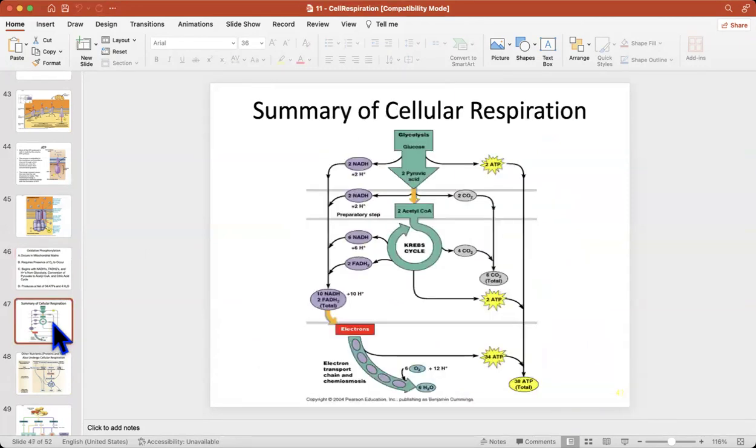So that's the summary of cellular respiration. You start from 1 glucose. In glycolysis, you only produce 2 ATP. In the citric acid cycle, you produce 2 ATP as well. But the last one, the electron transport chain and oxidative phosphorylation, you produce 34 ATPs in total. So from 1 glucose, you actually produce 38 ATPs.